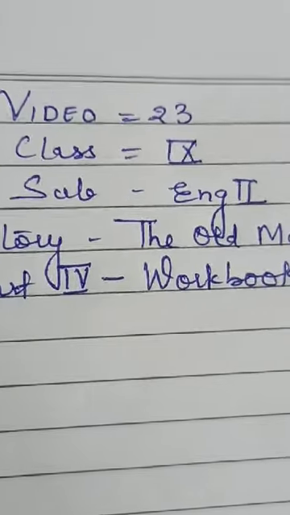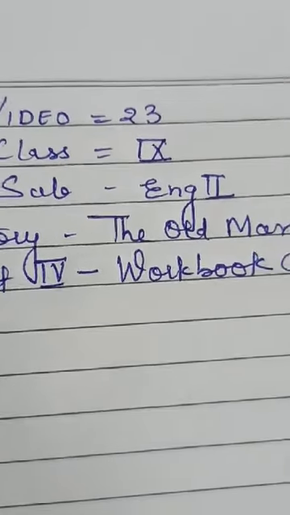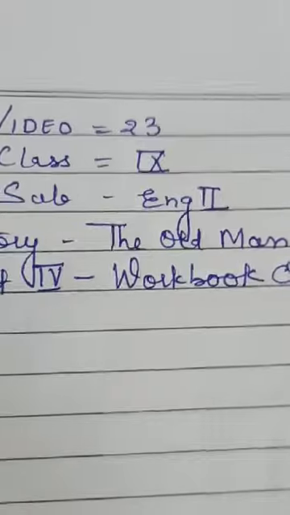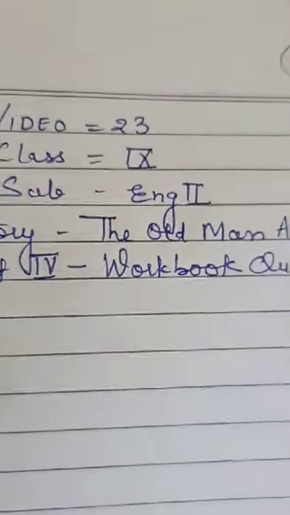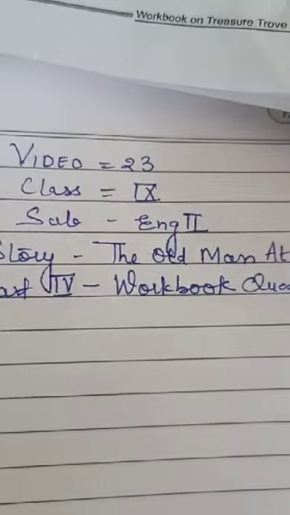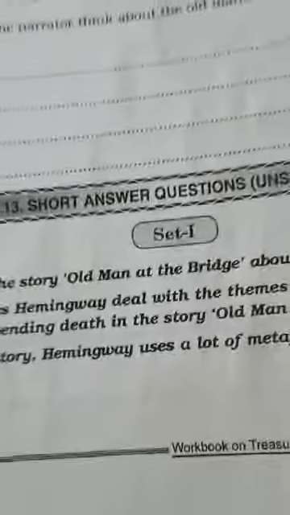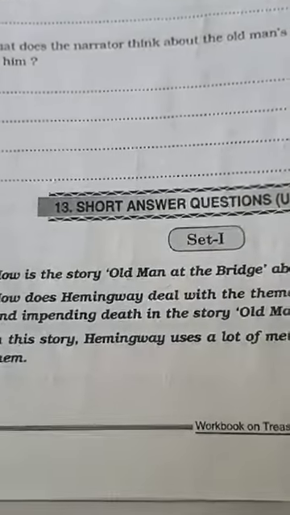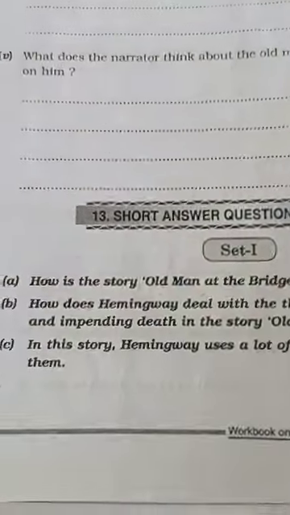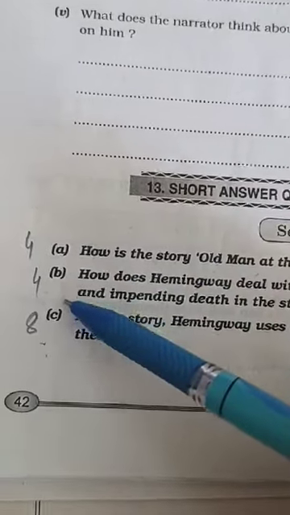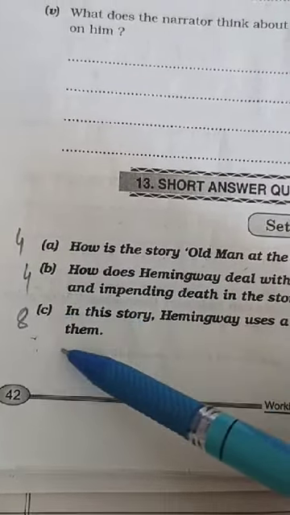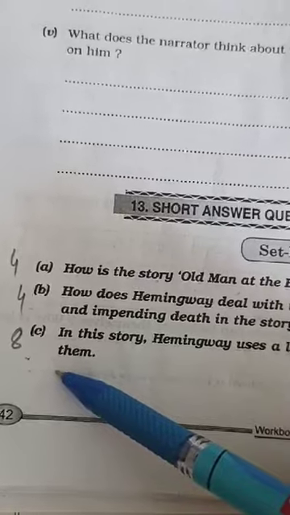Okay children, in this video number 23, I will discuss with you some long answers which will be new for you. Open page number 42 of your workbook and the chapter called Old Man at the Bridge. Here you will be given 3 sets of questions in which the first 2 are of 4 marks and the last one is of 8 marks.